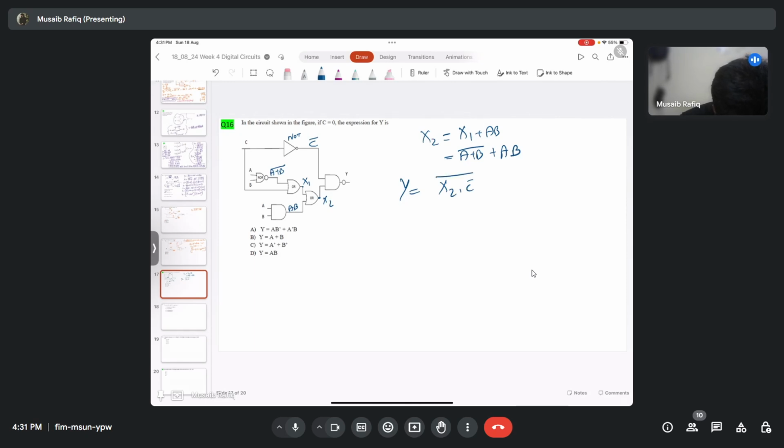That implies y will be equal to x2, (A plus B) bar plus AB, dot C. Am I missing something? No, I don't think so. Or maybe, yeah, I am missing x1. I have written x1 incorrectly. So let me just do it again.